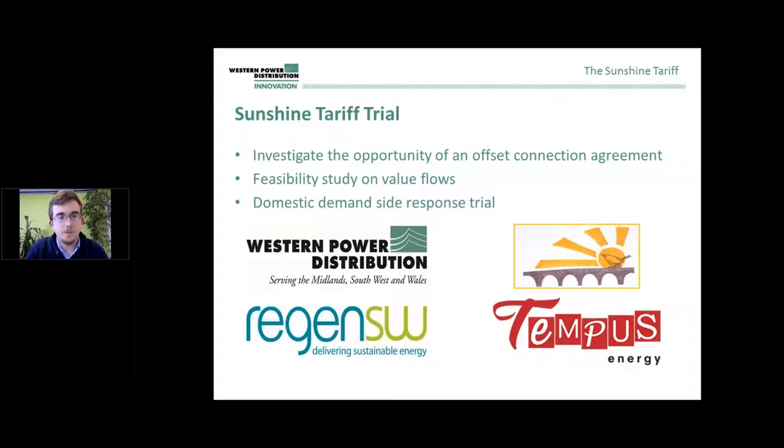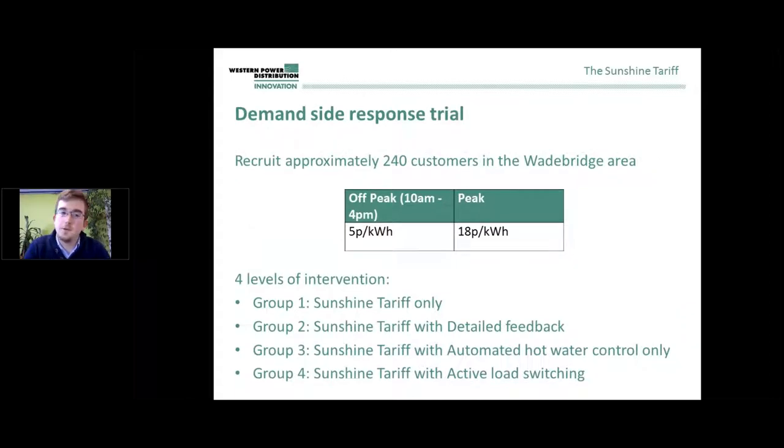In practice, we aimed to recruit 240 customers in the Wadebridge area and give them a static time of use tariff, effectively an off-peak rate in the middle of the day between 10 and 4, at 5 pence per kilowatt hour, and then a higher rate outside of that time at 18 pence per kilowatt hour. We wanted to keep a nice simple structure that would allow customers to really understand what we were trying to do and adapt to that. We also aimed to have several different levels of intervention, ranging from just the tariff, going all the way to full load automation, so active switching within their homes.